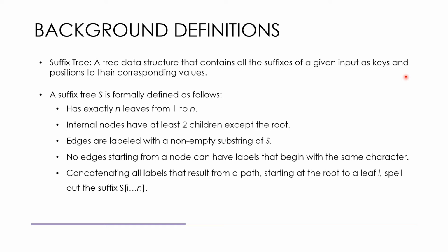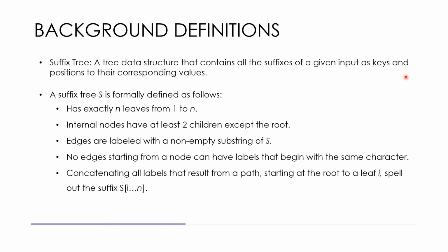A suffix tree is just a tree data structure that contains all the suffixes of a given input as keys and positions to their corresponding values. So if we want to formally define it, we can say that for a suffix tree S, it has exactly n leaves, starting from 1 all the way to n. It has internal nodes, and those nodes have at least 2 children except the root. So every internal node that you see in a suffix tree is going to have at least two edges coming out of it, unless it's the root.